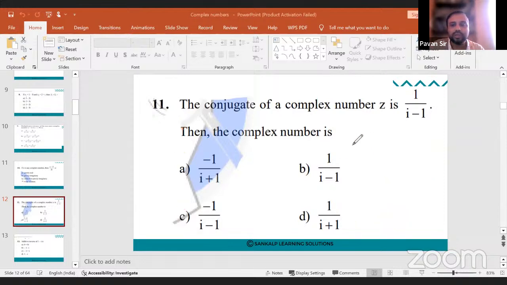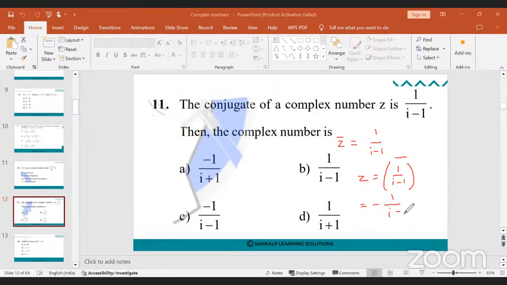Next is here. Conjugate of z, that is z bar, is 1 upon i minus 1. It is the given thing. Conjugate of the complex number, z bar, is equal to 1 upon i minus 1. So what is z? If I take z here, it will become 1 upon i minus 1, the whole bar, reversed. So what is the answer for this? Minus 1 upon i.